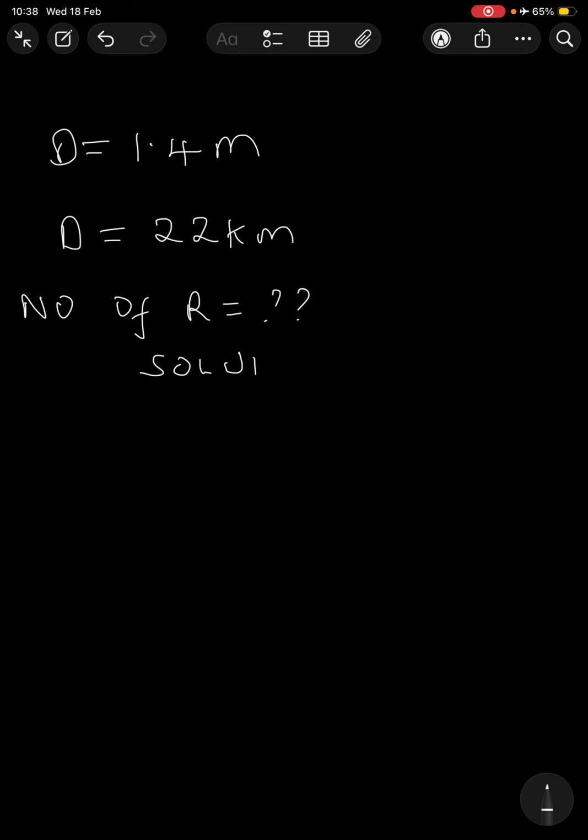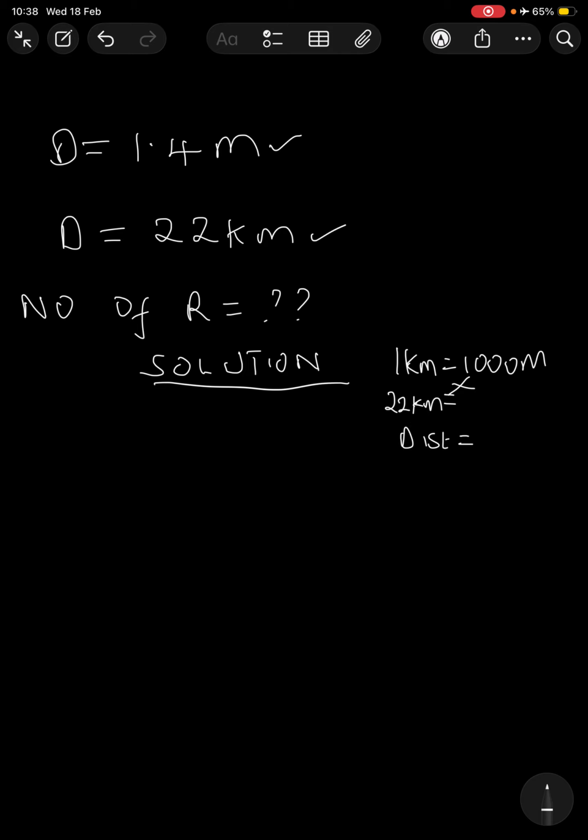So in this question, you're supposed to ensure the SI unit is the same. So this one is meters, this one is kilometers. So you have to convert kilometers to meters. And we know that 1 kilometer is equal to 1,000 meters. What about 22 kilometers? So distance is equal to 22,000 meters.